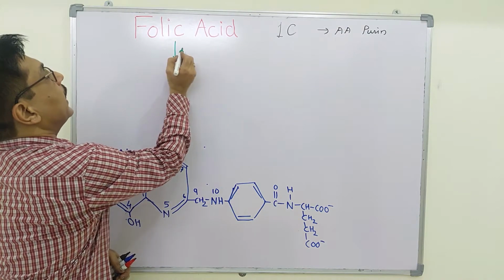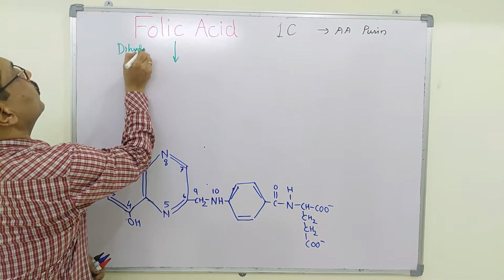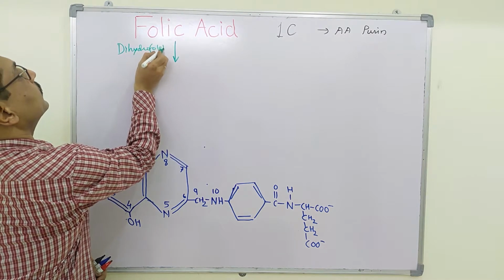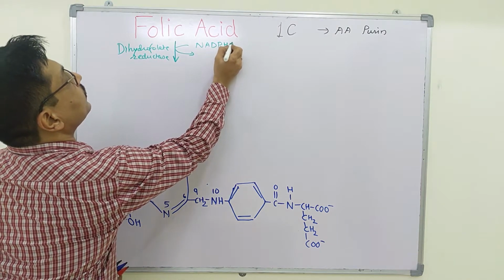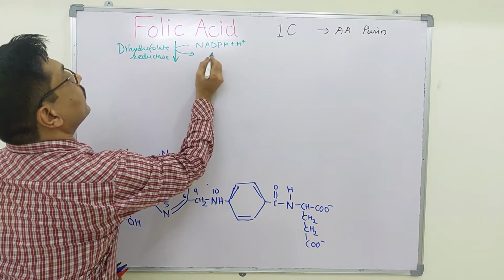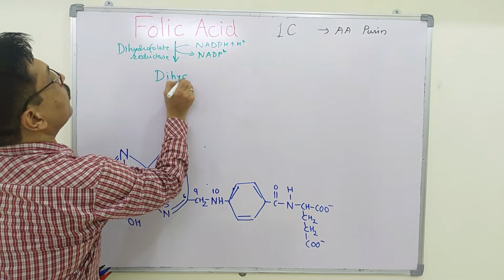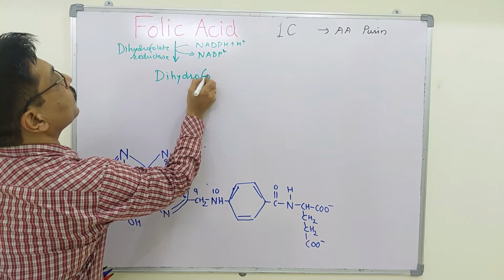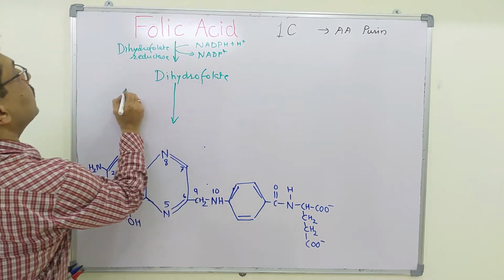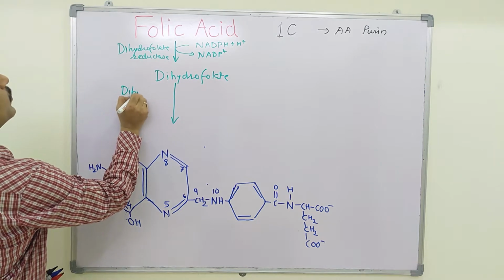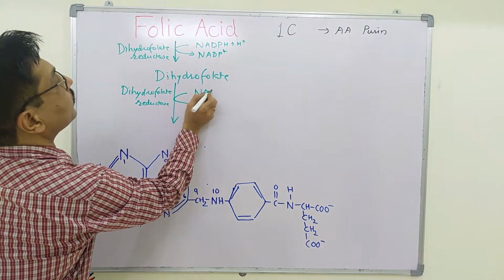This is formed by action of dihydrofolate reductase. NADPH is the hydrogen donor. It will form dihydrofolate first, and then again acted upon by dihydrofolate reductase to form tetrahydrofolate.